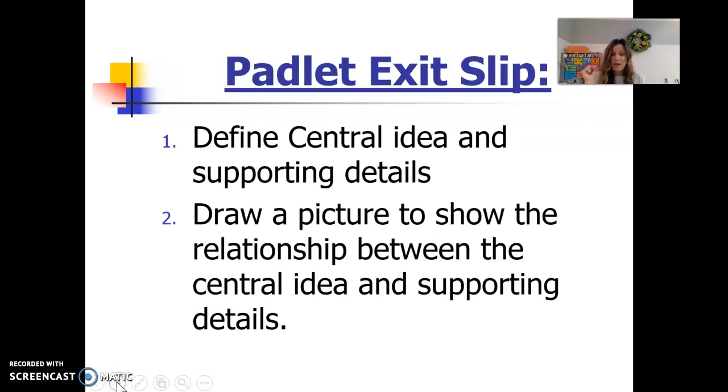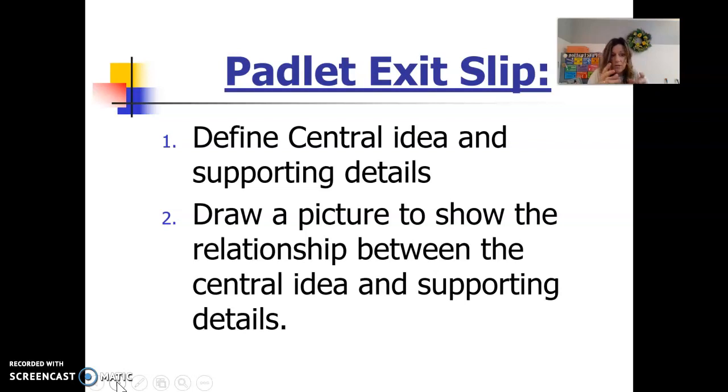And then you can complete the Padlet exit slip. On this exit slip, you are going to click the link for Padlet. You are going to do two things. You're going to type a one, and you're going to define, which means what does it mean? What is the central idea, and what are supporting details? And you do that in your own words. Then you're going to draw a picture to show the relationship between the central idea and the supporting details on Padlet. So, have fun doing this.